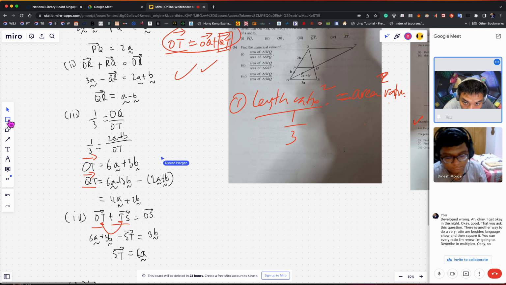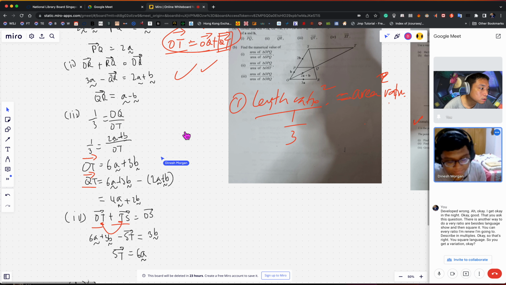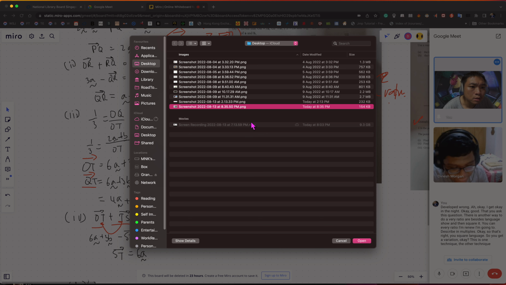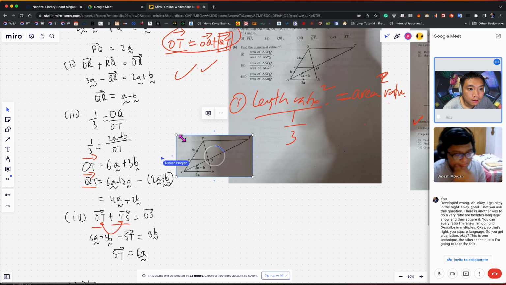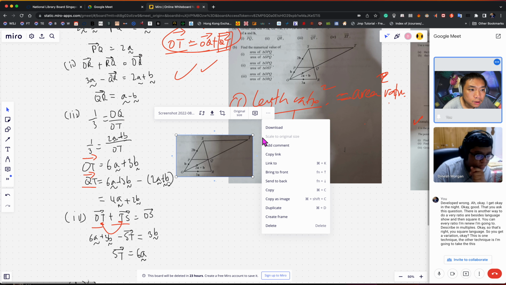Upload. Nope. Let me see. Upload here. Upload from my device. I need to go to desktop. Is this the one? So it's 8:35. Good. Is there a way I can rotate? Rotate.